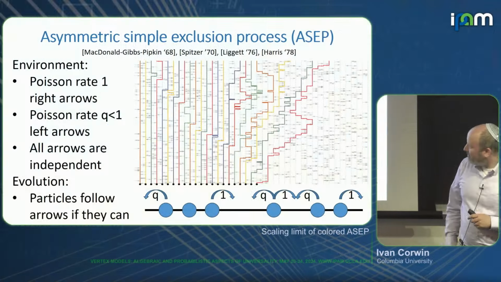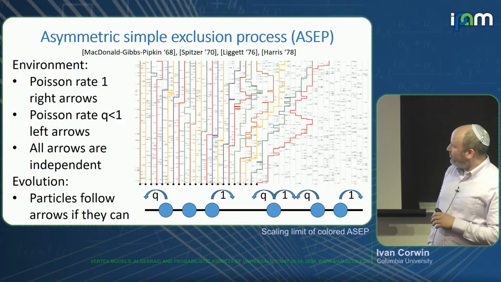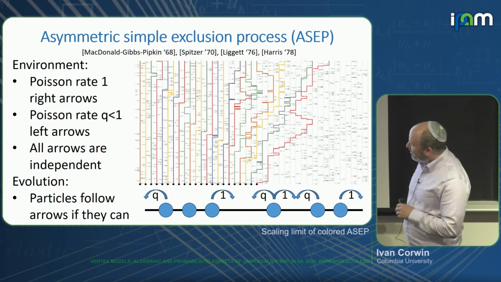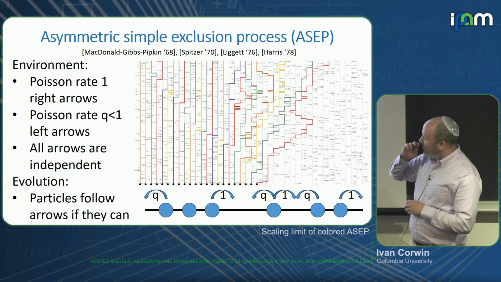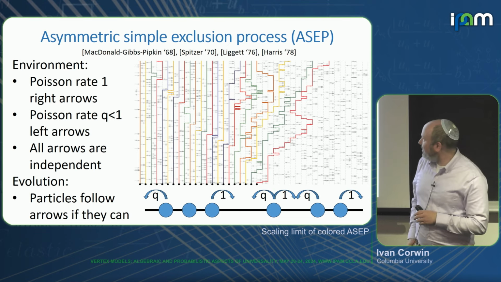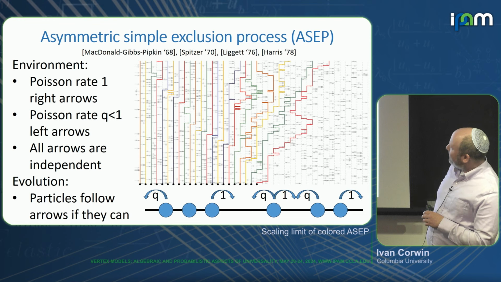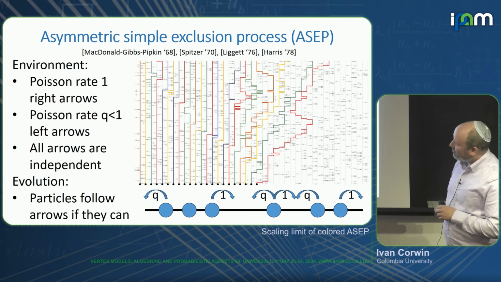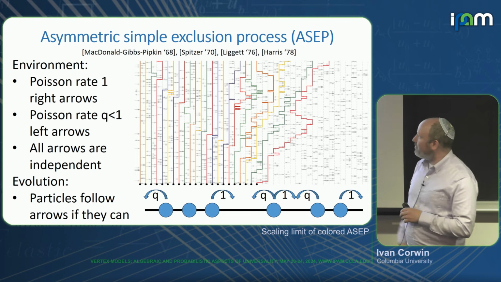Okay, so let me start by introducing the model. This is the asymmetric simple exclusion process, and I'll describe it to you in two ways. The first is through what's called the basic coupling, or the graphical construction, and that goes to Liggett and Harris. And then there's also a sort of particle description of it that goes back a little further to McDonald, Gibbs, and Pipkin, and Spitzer.